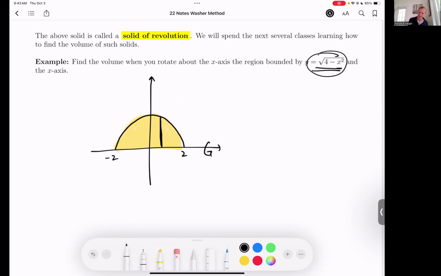This particular region, let's see if we can look at this here. So we've got our semicircle that we're rotating. This is that little line segment that I'm thinking about. We're asking what is going to happen when I rotate that. So when I rotate this whole thing about the x-axis, there we go. We're getting a shape like this.